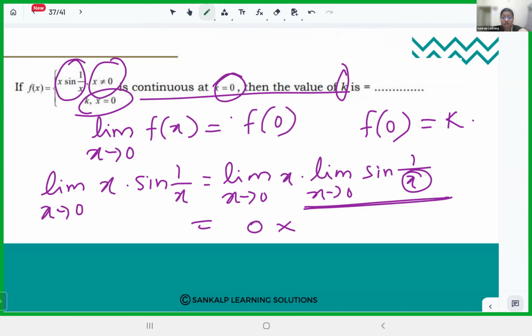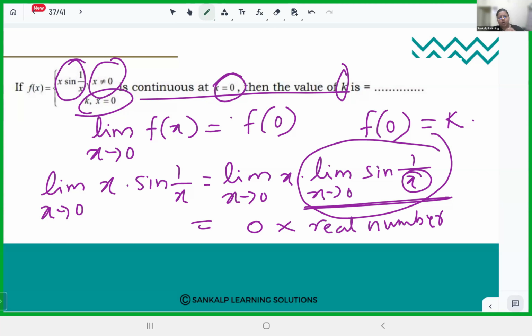Here, x is approaching 0. x is never equal to 0. x is approaching 0 from the left and right side, right? So x is never equal to 0, which means sine 1 by x will always be a finite value. We know the range of sine is always between minus 1 and 1, which means this value will always be a real number, or a finite quantity. So 0 into a finite quantity means it is 0 itself, right? It is 0.